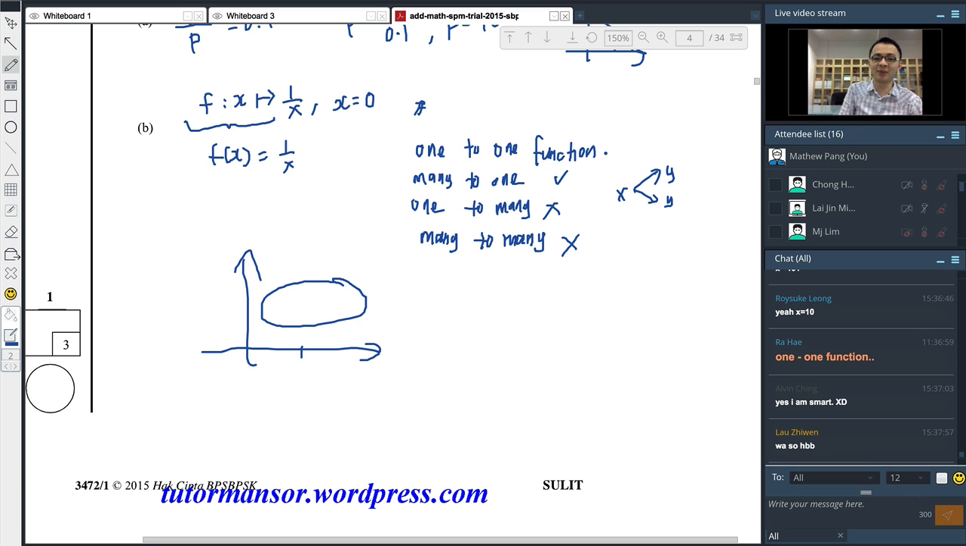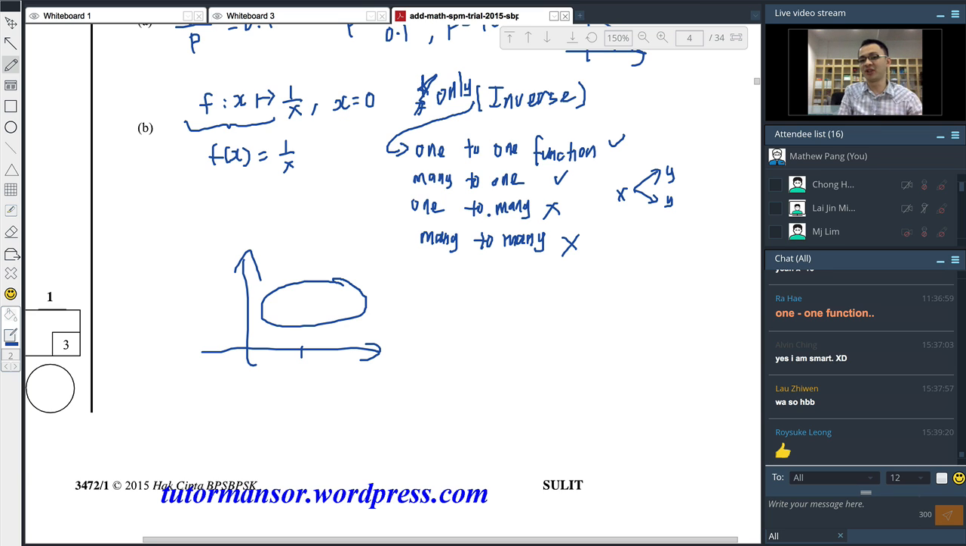Just remember, in order to call it a function, it must be one-to-one or many-to-one. In order to have an inverse function, they can only accept one-to-one. This is the only answer for inverse function, because an inverse function can only be one-to-one. Many-to-one is a function, but it cannot have an inverse. Just remember something like this. So I move on to question number 2.